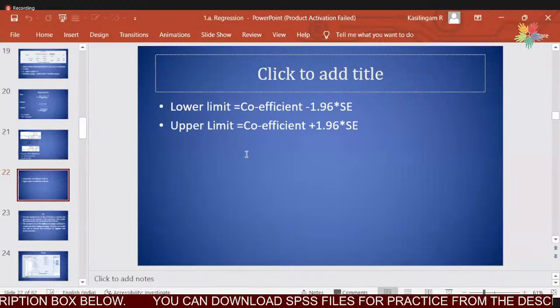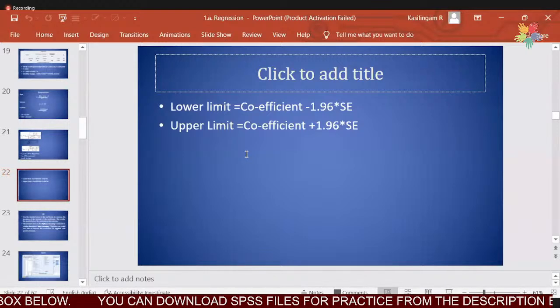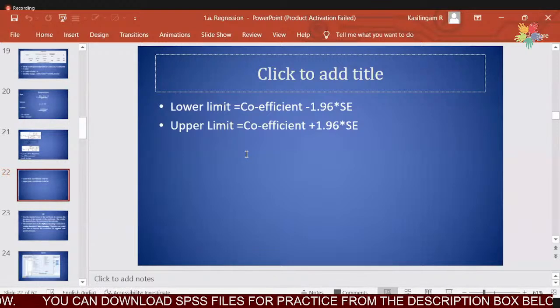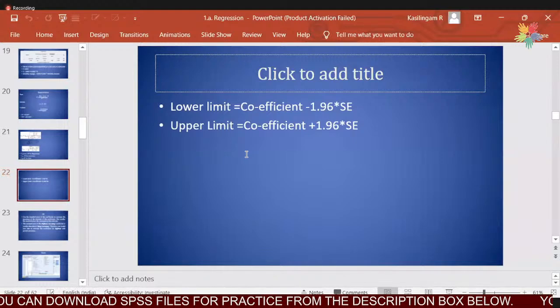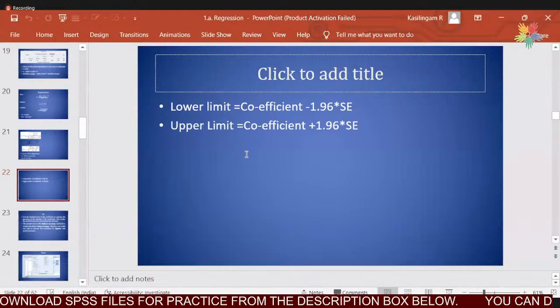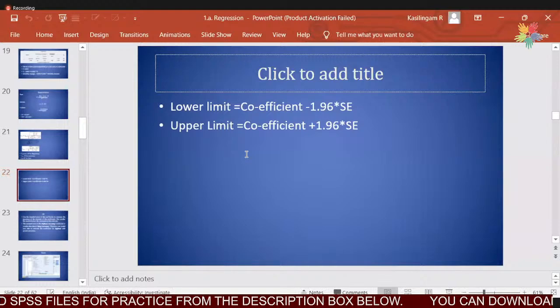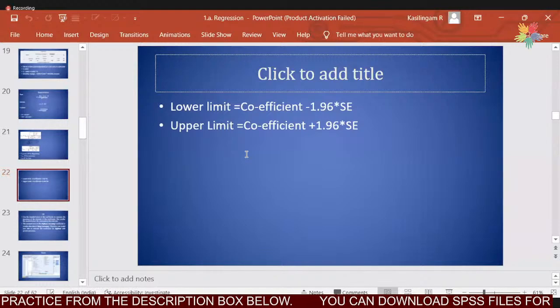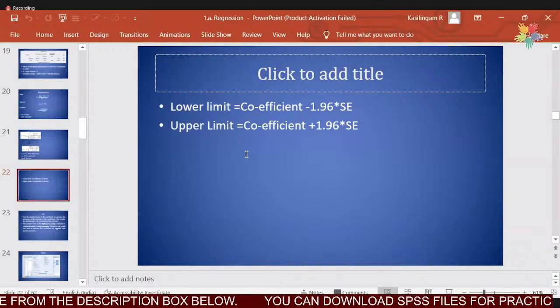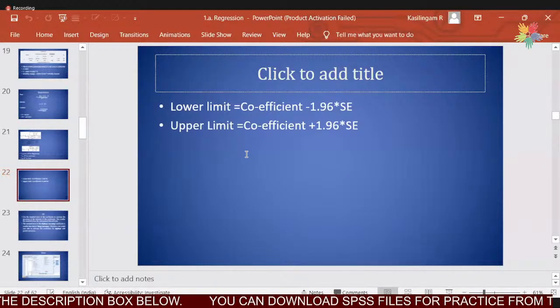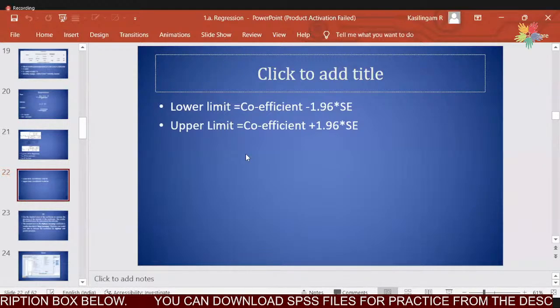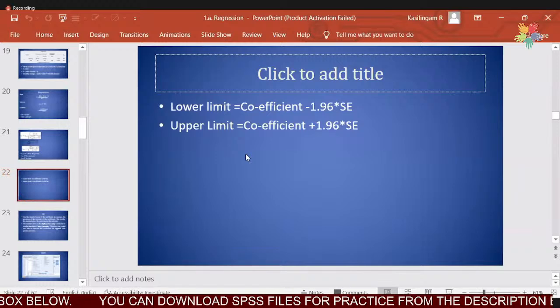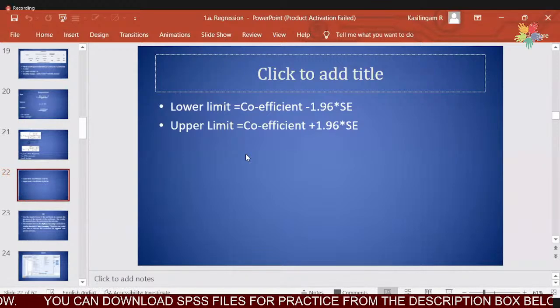Then I will teach one more thing. Having spent 10 days, we will try to understand this one. Everywhere, if you have noticed, whenever I have shown any output, you might have seen lower bound or upper bound.